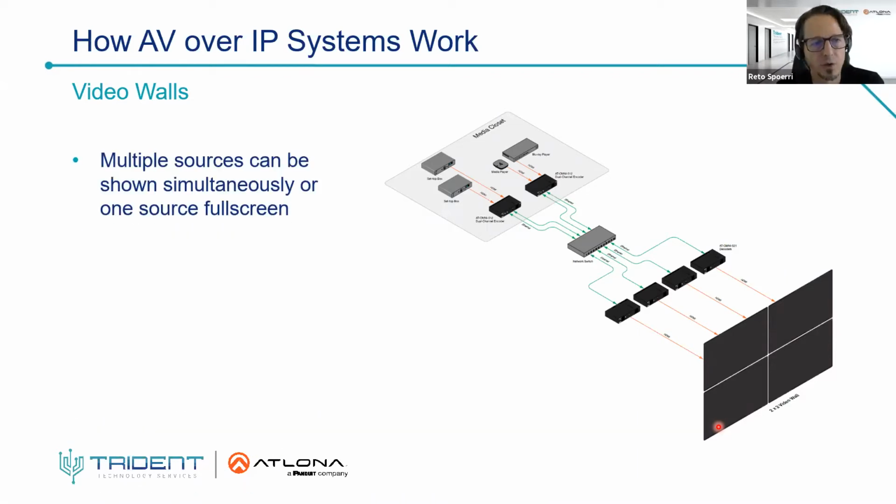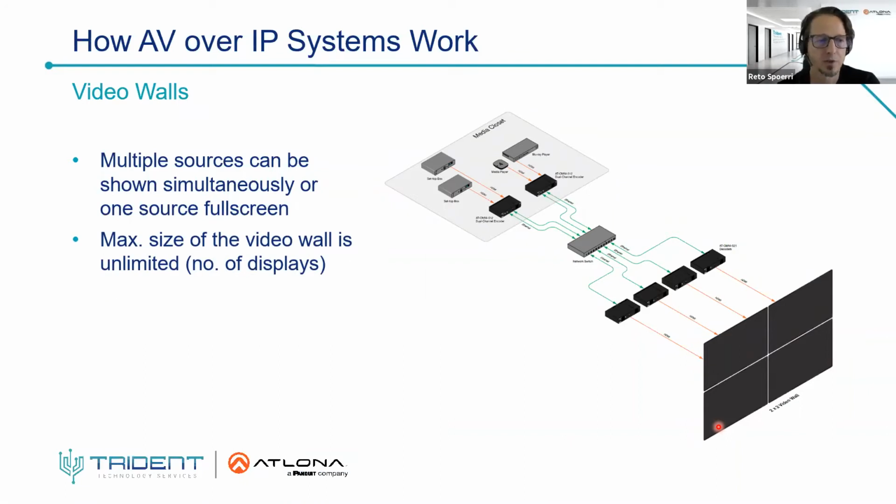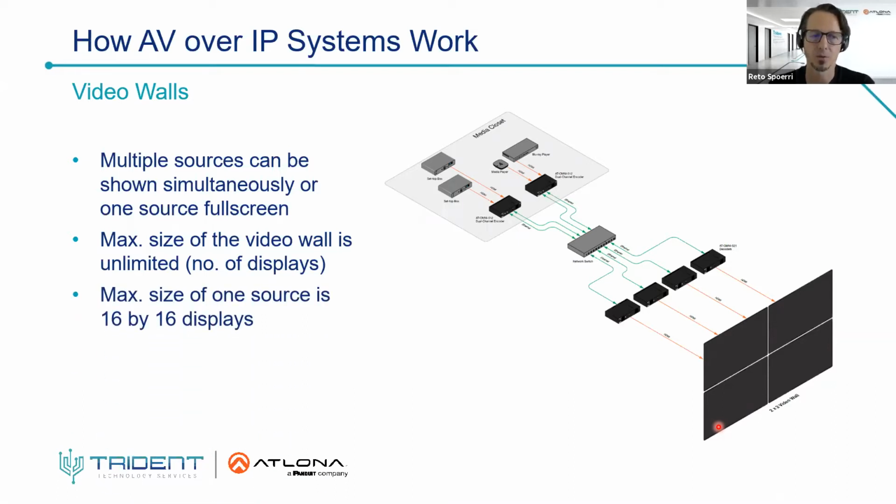So what is the purpose of a video wall? Well, multiple sources can be shown simultaneously, either one source per display or one source across multiple displays. And there are a couple of limitations, like the maximum size of the video wall. So we have made pretty big installations, 20, 30 displays in a row around a circular lobby, for instance. You can do that. So the number of video walls is not limited, but what is limited is the number of displays that show the same source.